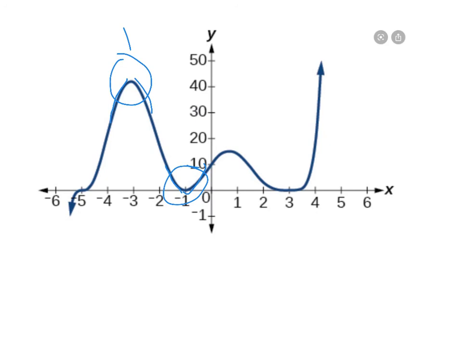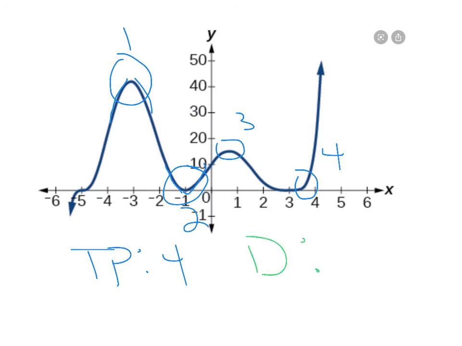There's a turning point somewhere between 0 and 1, and there's also a turning point around 3.5. So I have a total of 4 turning points. If I have a total of 4 turning points, that means my minimum degree is 5 because I need to add 1 to my number of turning points.